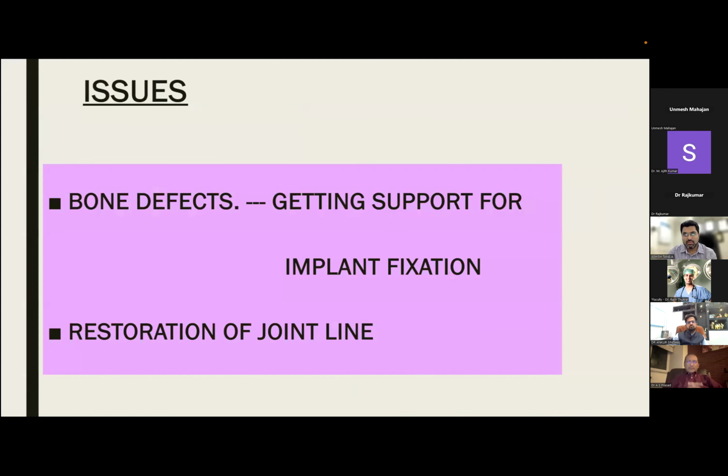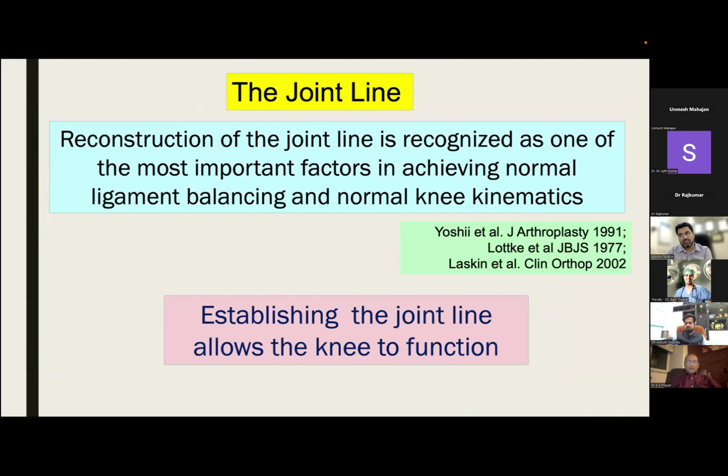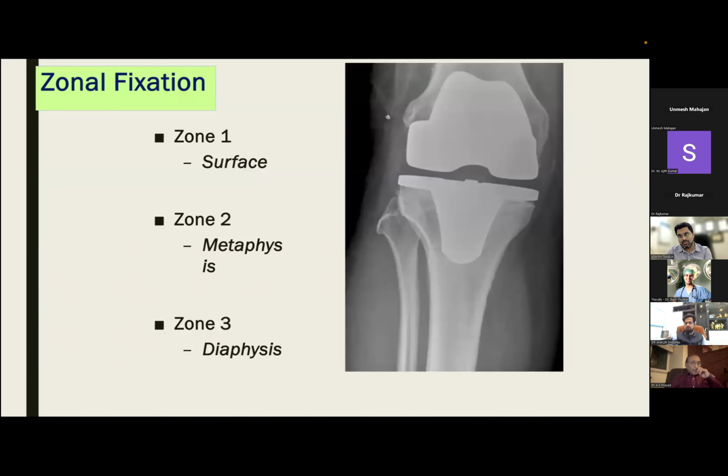What are the issues in the revision? The defects have to support the implant. So the bone surface has to support the implant, and we have to restore the joint line. That's a very, very vital thing in any knee replacement surgery, and for revision it holds true. Reconstruction of the joint line is recognized as one of the most important factors in achieving normal ligament balancing and normal knee kinematics. The function will only come when we can restore it. And in revisions, we have to be very, very sure we are able to do it.